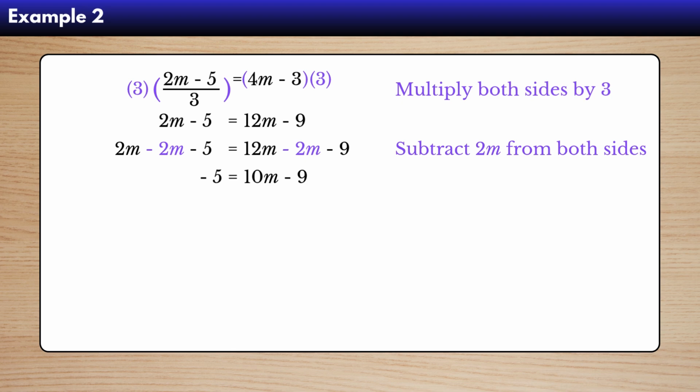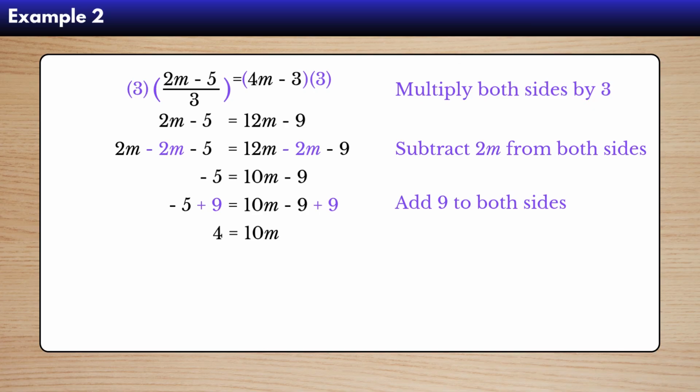Finally, we can isolate the variable term 10m by adding 9 to both sides. Negative 5 plus 9 is positive 4, and the negative 9 and positive 9 on the right side will zero out, leaving 10m. Now we know that 10 of m is 4, so to isolate m, we will divide both sides by 10. Here, we could give the decimal answer 0.4, but because we do not have a context that requires a decimal, we will simplify 4 over 10.